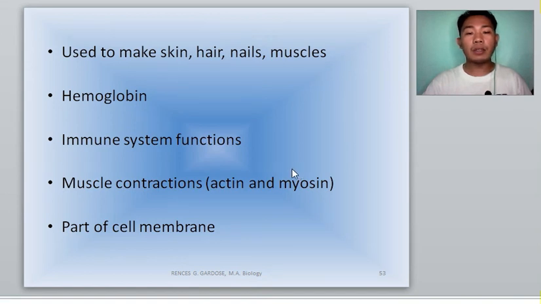Proteins are used to make skin, hair, nails, and muscles. They are also present in hemoglobin, and they have immune system functions. Proteins are also needed for muscle contractions. These are your actin and myosin filaments, and proteins are also part of the cell membrane.